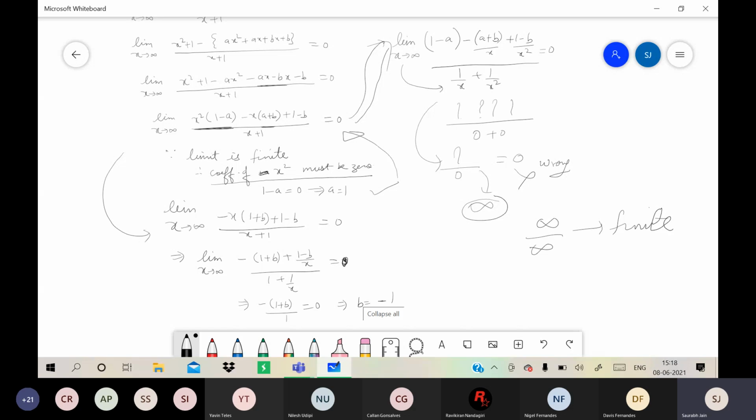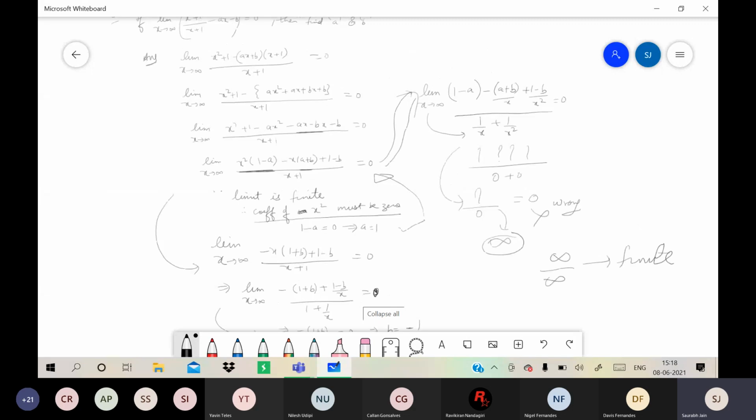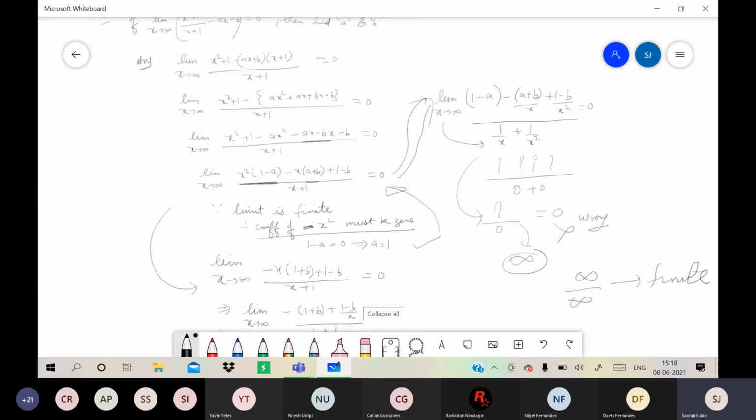Okay. When you divide, what do you get on the left hand side? Minus 1 plus b upon 1. And on the right hand side you get 0. Okay. So from here b is minus 1. This is the question. I hope this is clear.